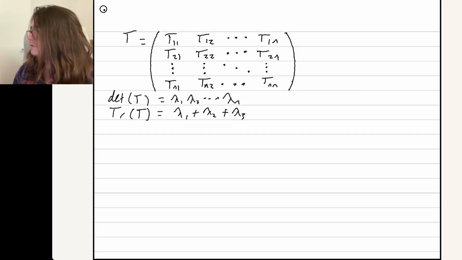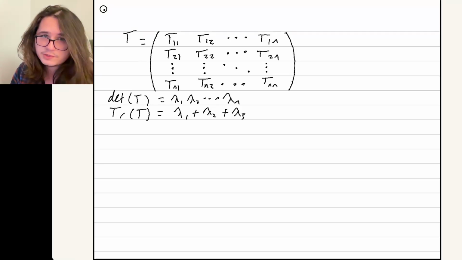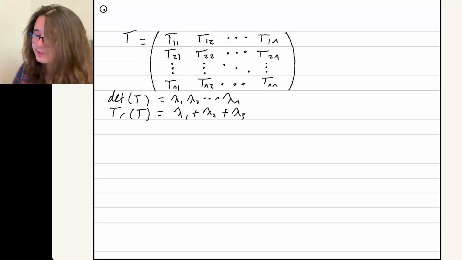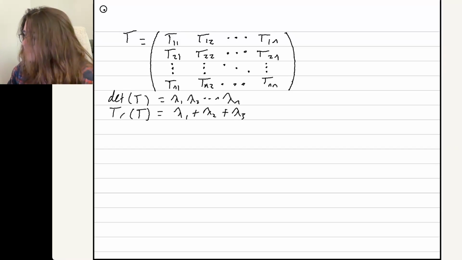Alright, silly people, here's the situation. We're going to try to prove that for any matrix T with arbitrary elements, the determinant is equal to all of the eigenvalues multiplied together, and the trace is equal to all the eigenvalues added up.